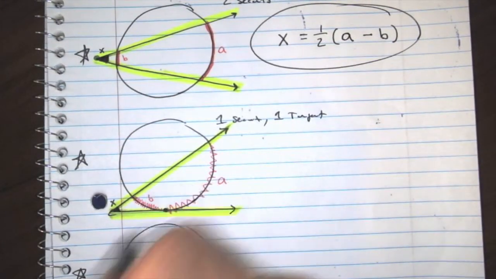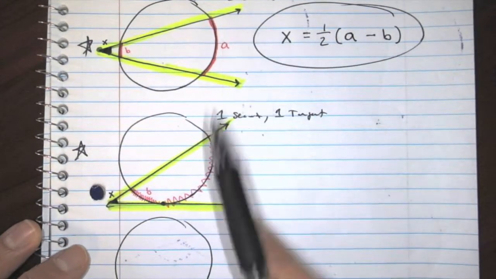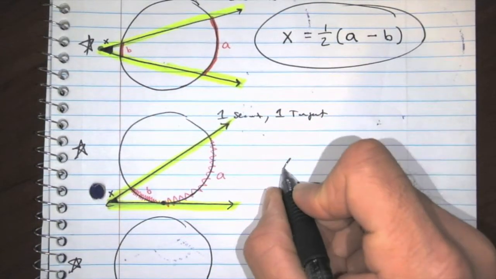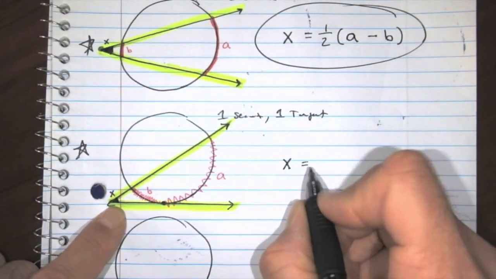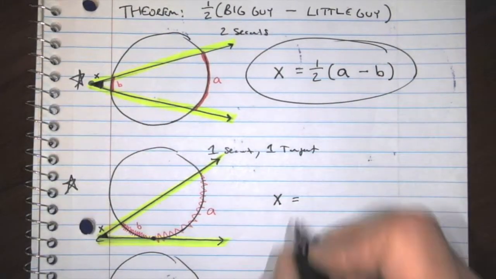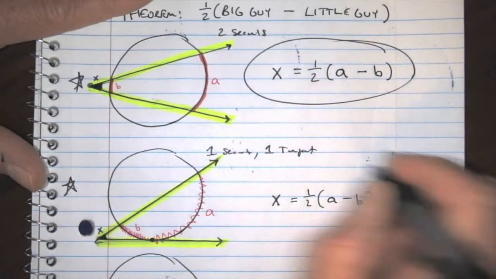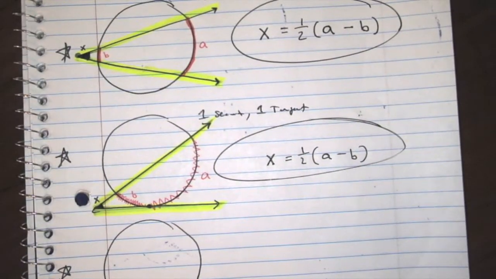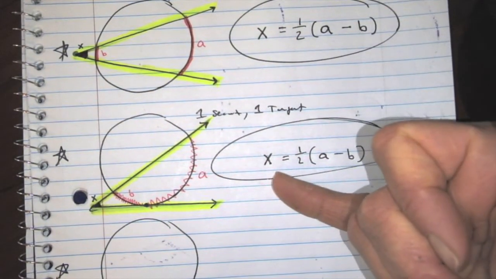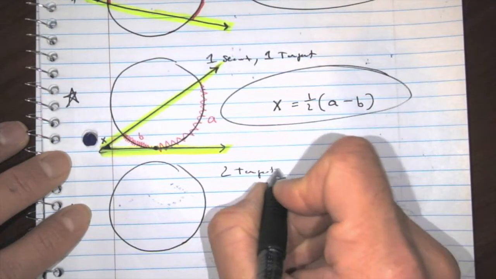Smaller one is B. Cool thing about this whole theorem, even though there's 3 parts of it, they're the exact same equation. The outside angle is going to be 1/2 the big guy minus the little guy. It's 1/2 big guy A minus little guy B. There's your theorem. Once again, it doesn't matter if you have two secants or if you have one secant, one tangent. Last one. Let's do two tangents.